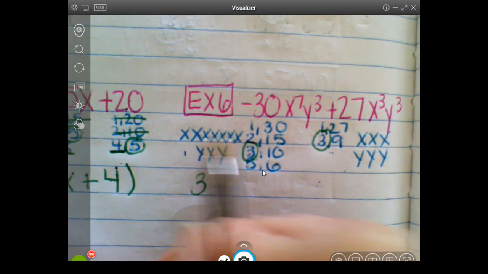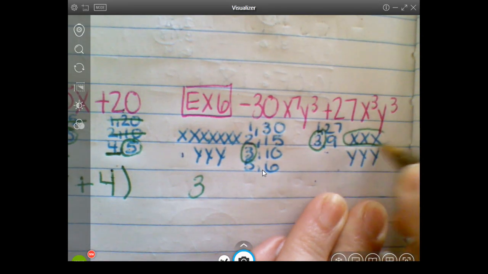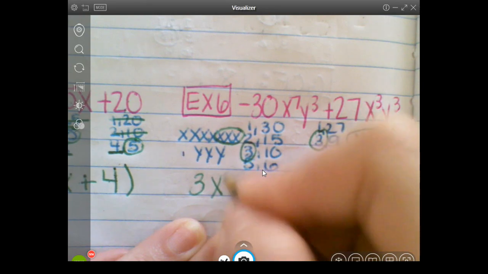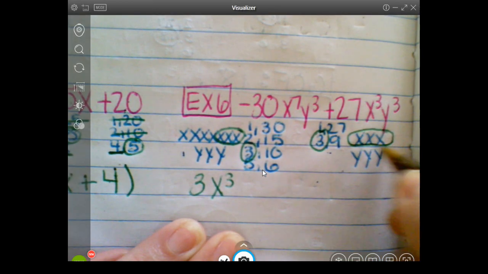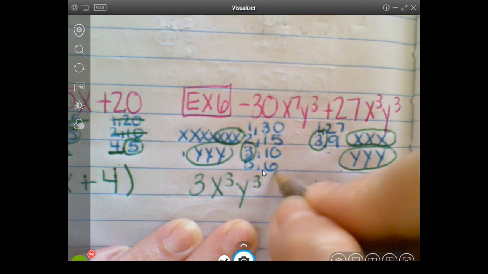Okay, this has 7 x's. This has 3 x's. So I go to one of the smallest. So I can circle 3 here. So that's good. x3. Smallest y's. Well, this has 3 and so does this. So it's just y3. Okay, now what's left?